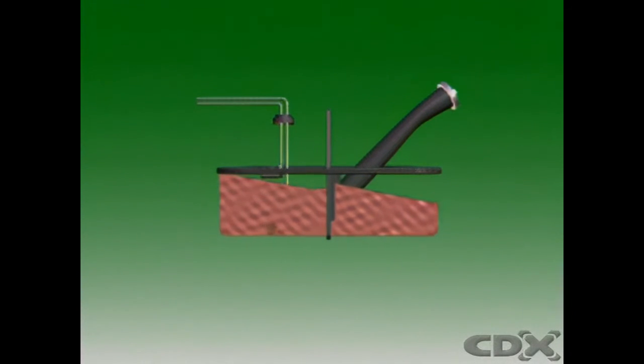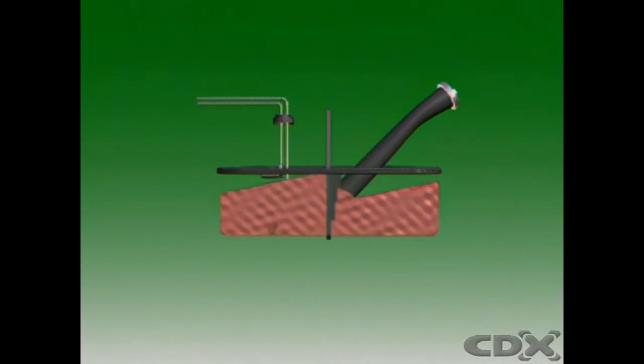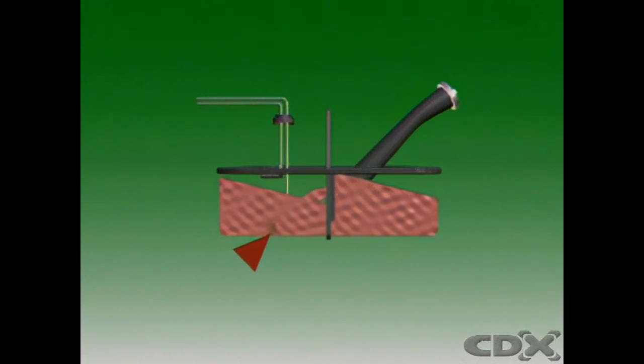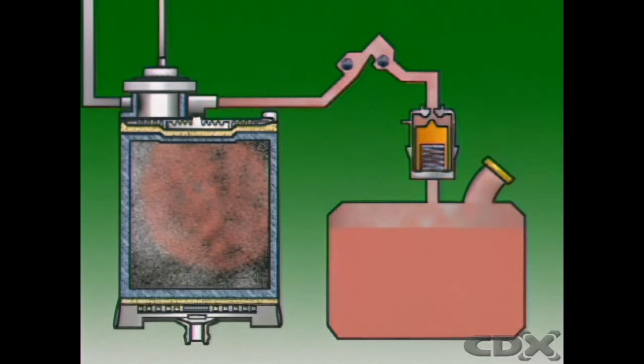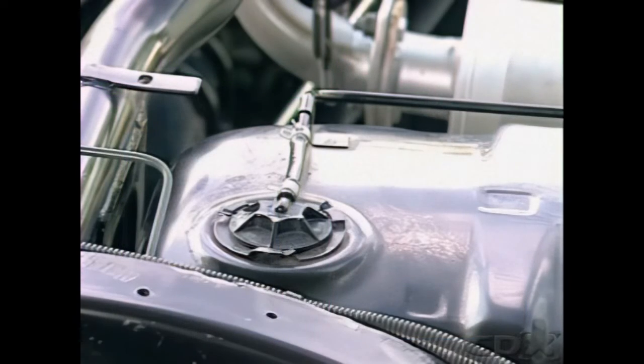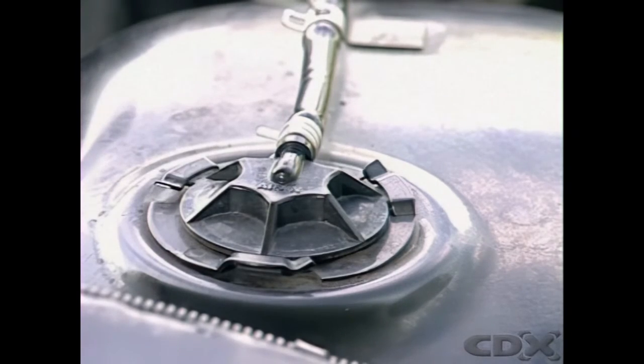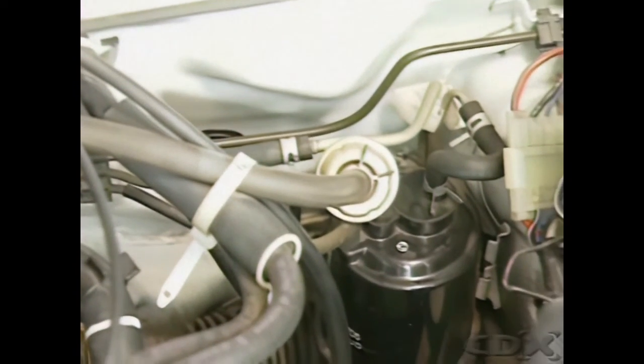Baffles make the tank more rigid. They also stop surging of fuel and ensure fuel is available at the pickup tube. Fuel expands and contracts as temperature rises and falls, so fuel tanks are vented to let them breathe. Modern emission controls prevent tanks being vented directly to the atmosphere. They must use evaporative control systems.